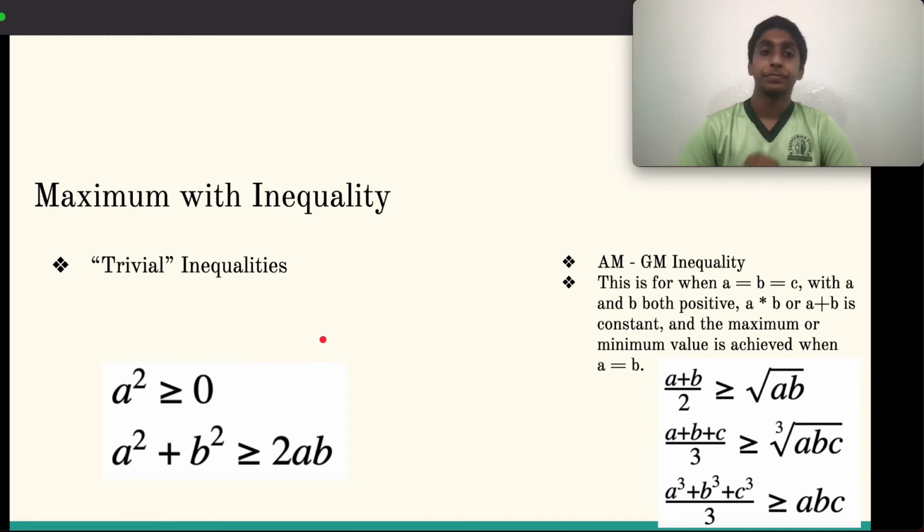Okay, so first we have our trivial inequalities. And these ones are pretty simple. a squared is greater than or equal to 0, and a squared plus b squared is greater than or equal to 2ab.